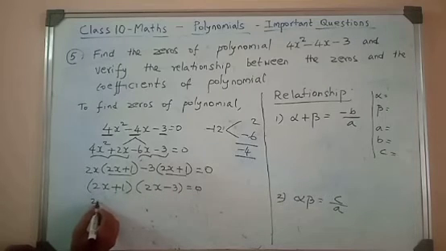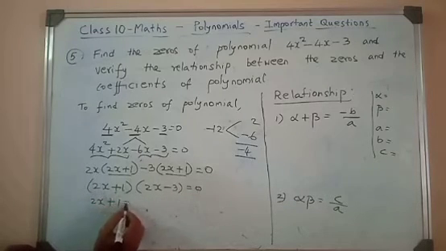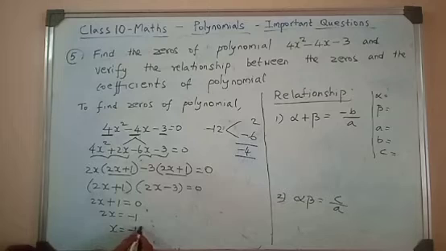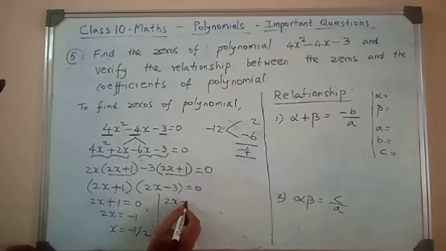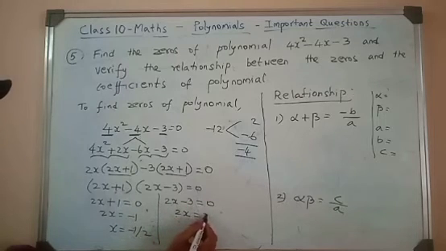Equate separately to 0. 2x plus 1 is equal to 0. Now 2x is equal to minus 1. X is equal to minus 1 by 2. Similarly, 2x minus 3 is equal to 0. 2x is equal to plus 3. X is equal to 3 by 2. So we get the zeros minus 1 by 2 and 3 by 2.